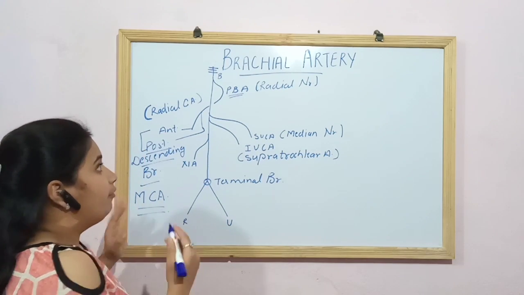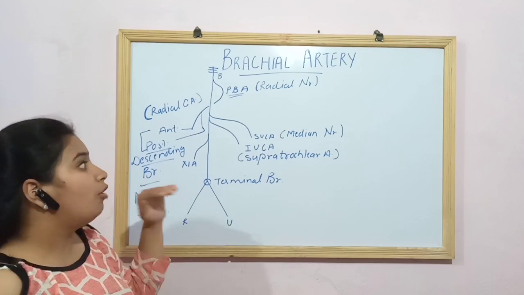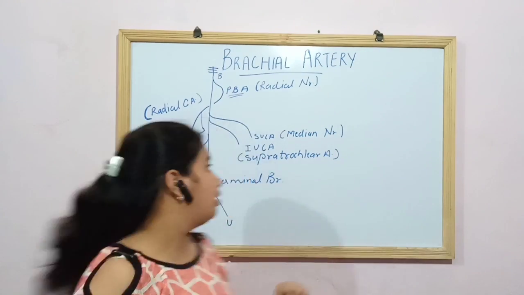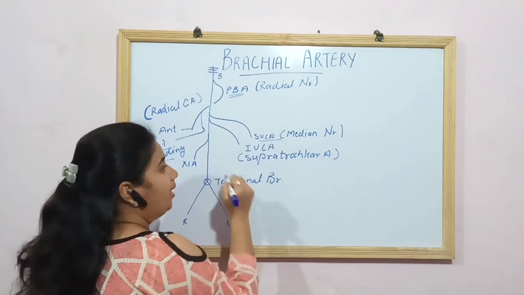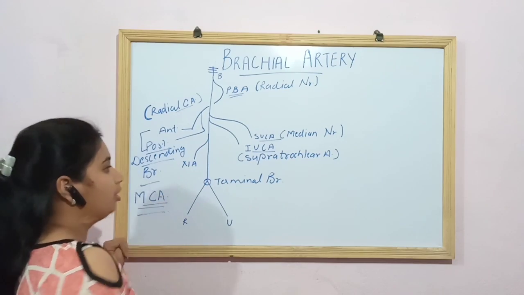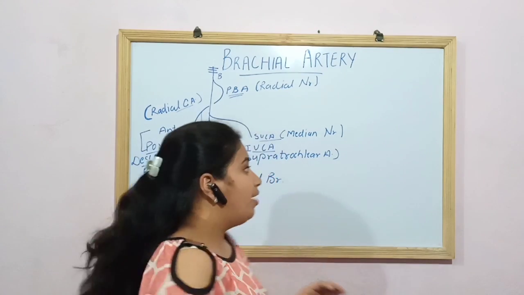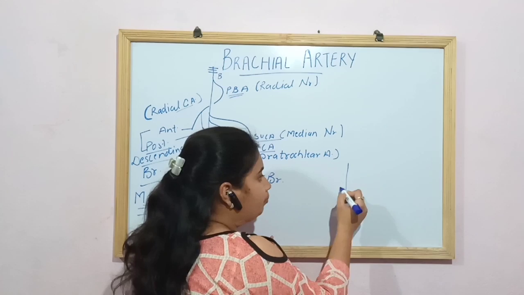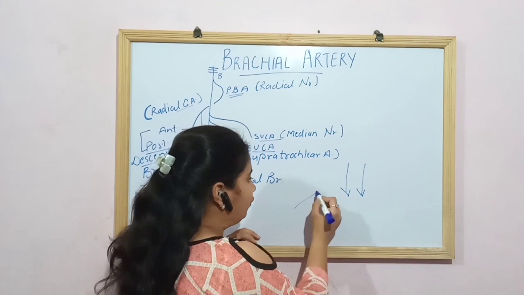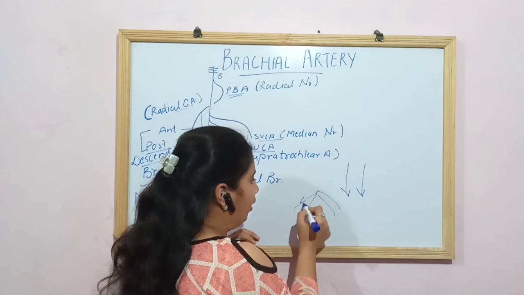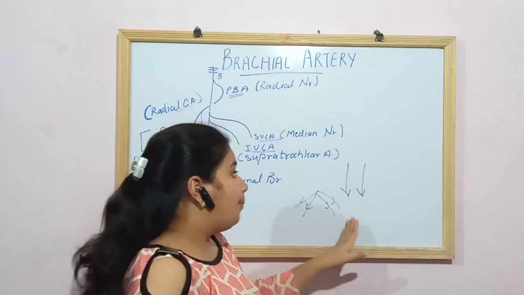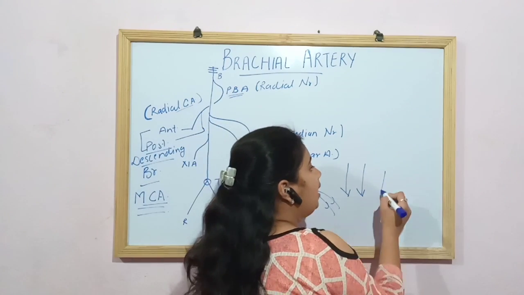Moving on, first let me explain the meaning of collateral. We have four collateral arteries: superior ulnar collateral, inferior ulnar collateral, radial collateral and the middle collateral. Collateral means the blood goes from up to down, and in all four of these collateral arteries blood is flowing up to down, so it is called a collateral artery. The opposite of collateral is called recurrent.